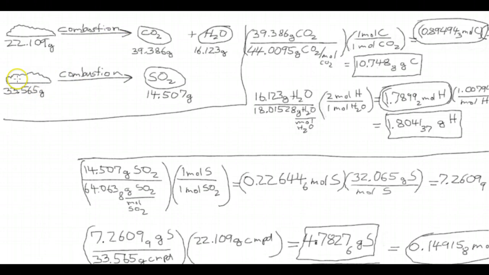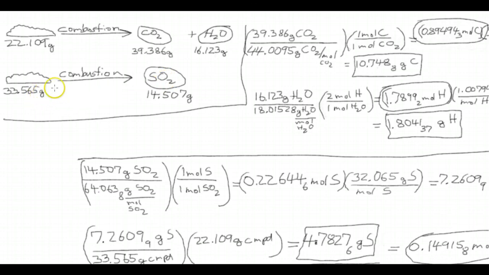This is why they gave us a second sample of the compound. This weighed 33.565 grams, the compound. It underwent combustion analysis, and this time what they did is they captured the sulfur dioxide instead of the carbon dioxide in the water. And they tell us that from 33.565 grams of the compound, they got 14.507 grams of sulfur dioxide. What we'll do with this is we'll change the grams of sulfur dioxide to moles of sulfur dioxide, to moles of sulfur, and to grams of sulfur.